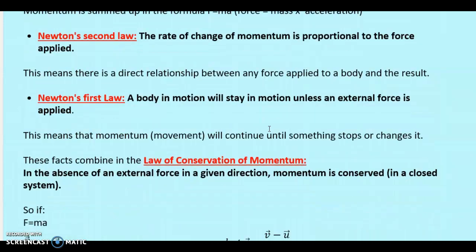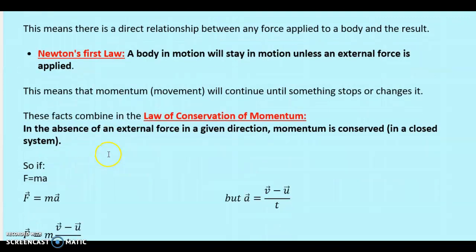Okay, and a quick revision of Newton's first law: a body in motion will stay in motion unless an external force is applied. So once something, let's say a ball rolling on the ground, has no friction, no air resistance and nothing to stop it, it will keep going. Okay, so when you put these together, this can be applied to the law of conservation of momentum.